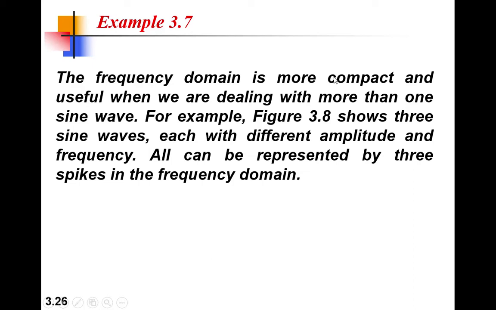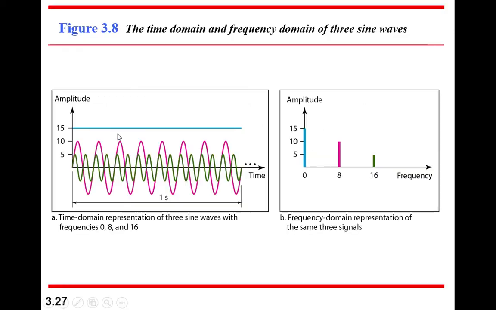So the frequency domain is more compact and useful when we are dealing with more than one sine wave. For example, figure 3.8 shows 3 sine waves, each with a different amplitude and frequency. Here you can see that we have 3 different frequencies. One is this sine wave, second is the blue one, this is the green one, and this is the pink one.